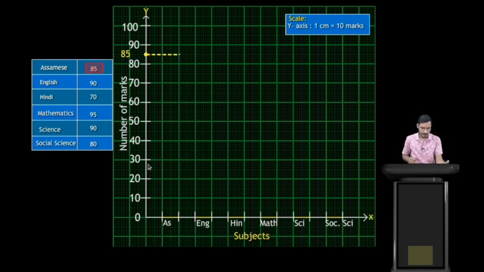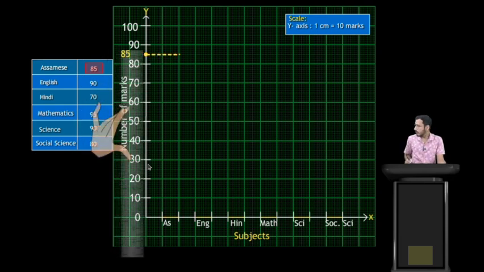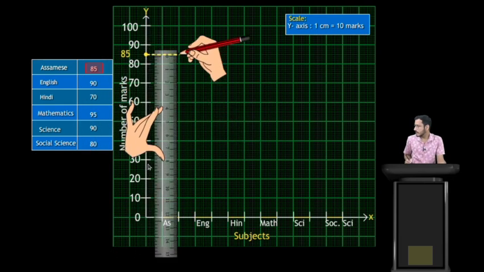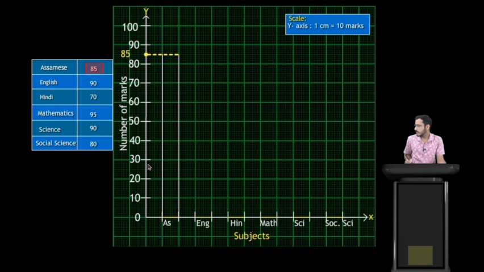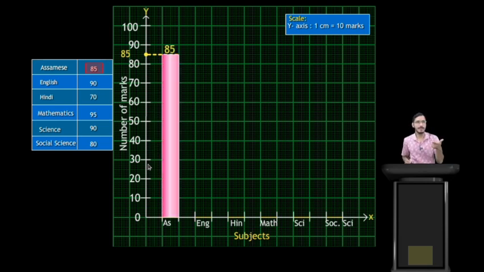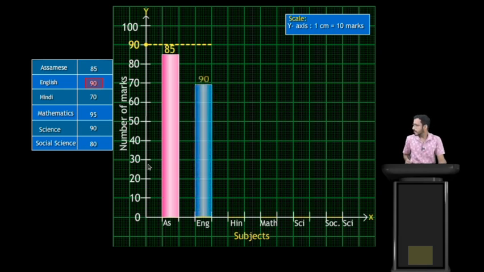So that is 85. Here you can see the 85 marks are here. So we draw a bar like this. So that is the Assamese subject. Now next one. The next one is English. The marks in the English subject, that is 90. So taking 90 height here, construct a bar of 90 height.